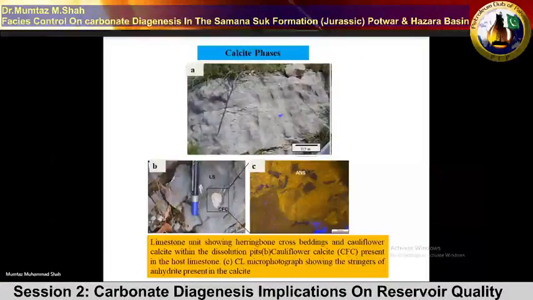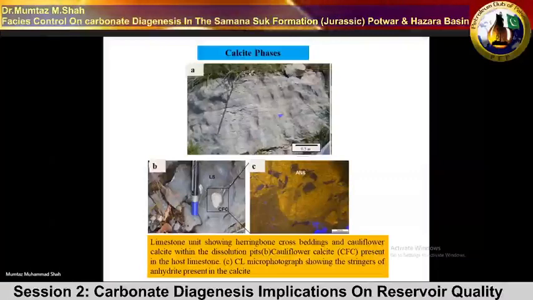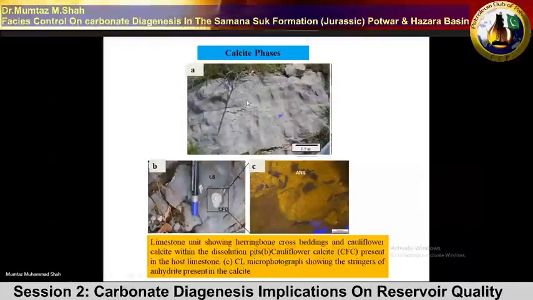Beside these various phases of calcite and dolomite, if we look at this particular outcrop photograph, we can clearly see the cross bedding phenomena in the limestone and the dolostones, where we have a contact with the underlying succession.